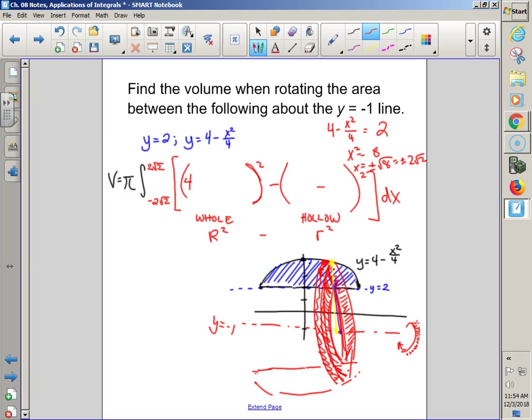So I have my big R being my 4 minus x squared over 4 minus negative 1. So top minus bottom. The only reason I have to do negative 1 is because that's the axis I'm going around. So the very tippy top to the axis, outer edge to the axis, outer edge of the hollow. Isn't that just 2? Oh. Ooh, minus -1, right?